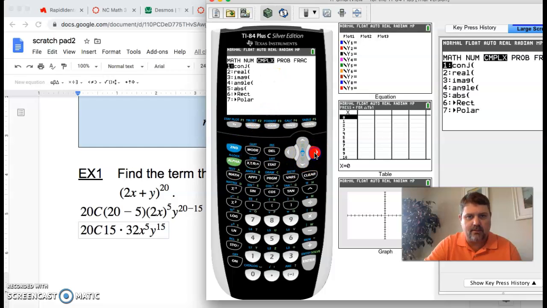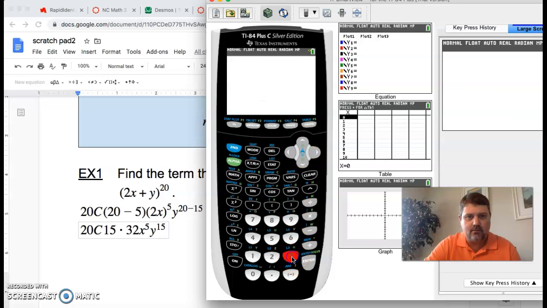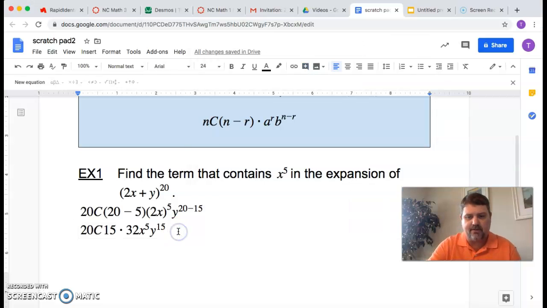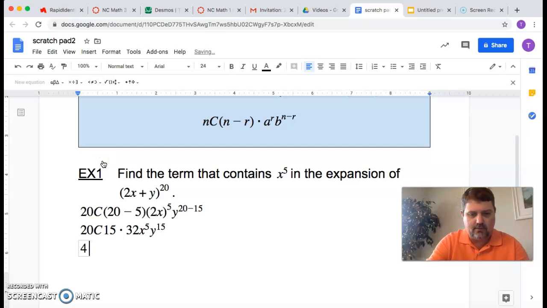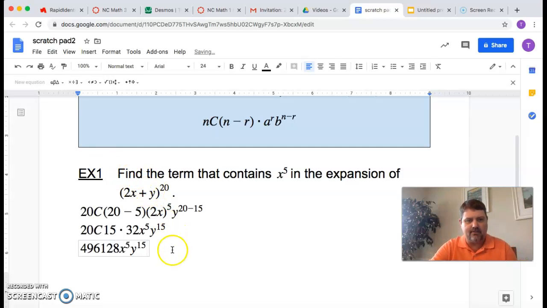Choose 15, and we're going to multiply that times 32. And that's going to give you my binomial coefficient there. So we got 496,128. I'm going to type that in here as the final answer. And that's our final answer: 496,128.